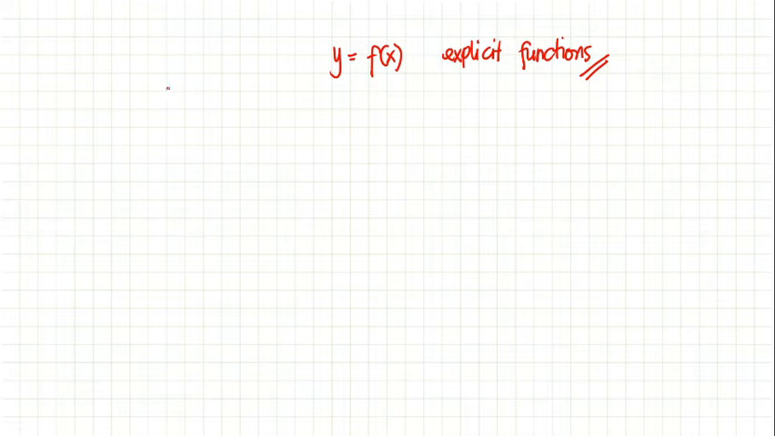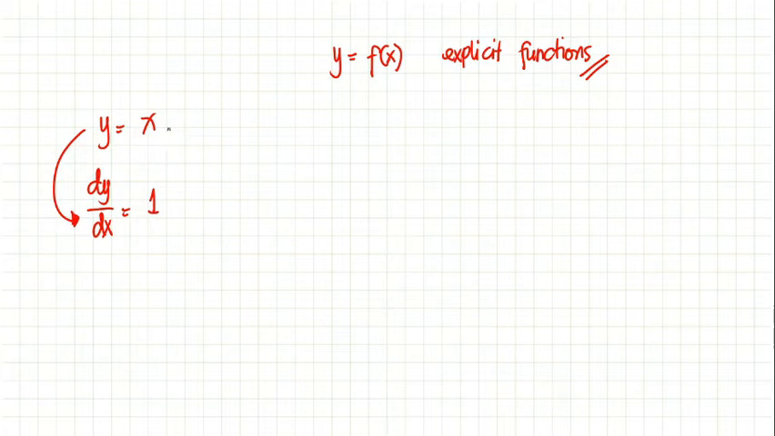For example, we have y equal to x. We know that dy over dx will be equal to 1 because the derivative of y is dy over dx or y prime, and the derivative of x is 1, right?